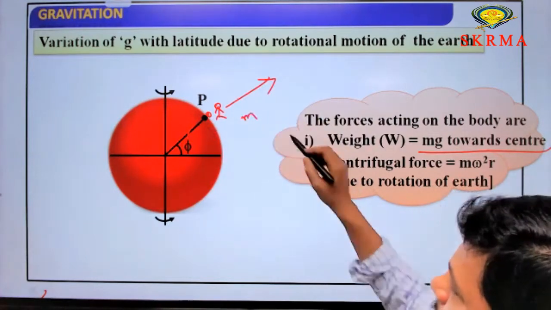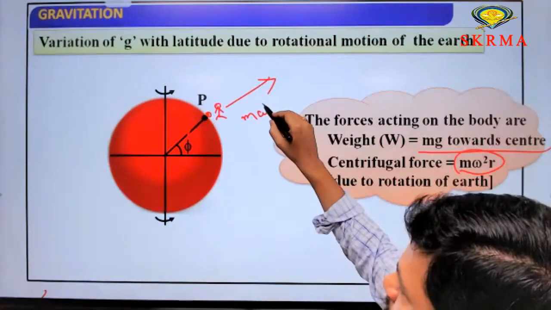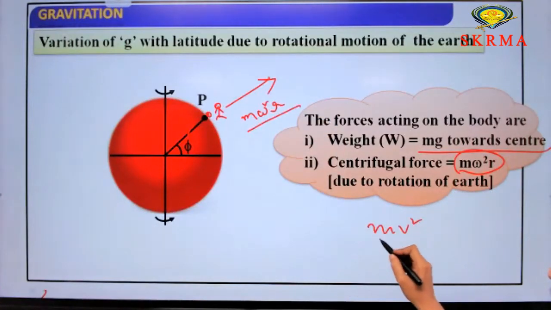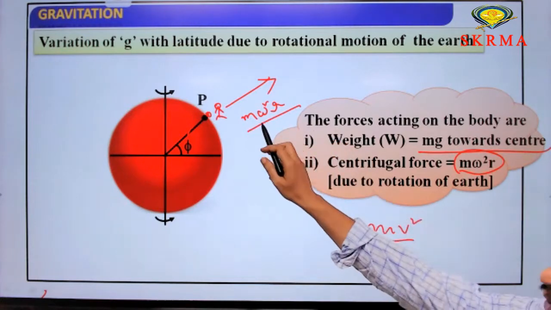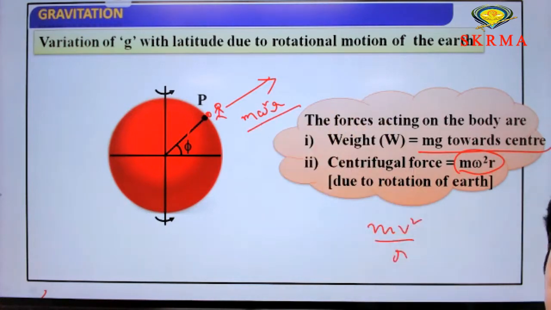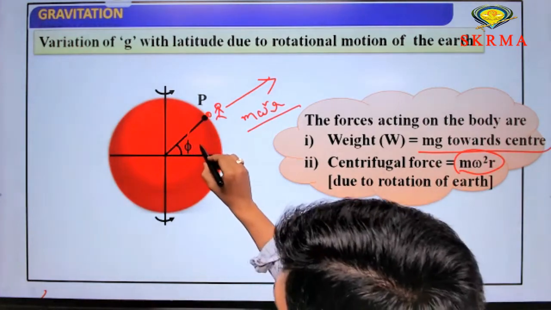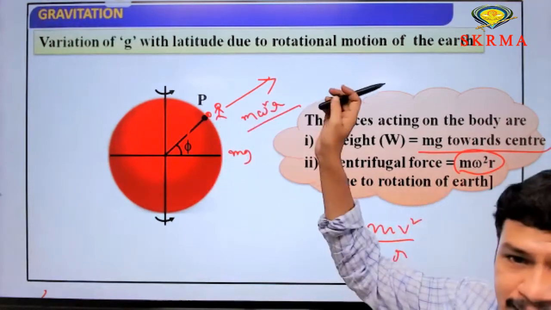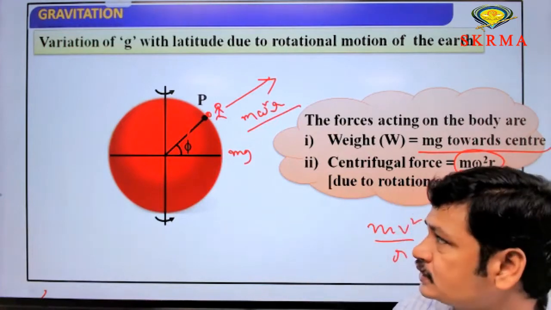What is the value of the centrifugal force here? m r omega square, or m omega square r, is the centrifugal force. Generally we take it as m v square by r, or if you write v equals r omega, we can obtain m omega square r acting away from the center. These are the two forces acting on a person. mg acts downward towards the Earth's center, and m omega square r acts away from the center. These act in opposite directions.